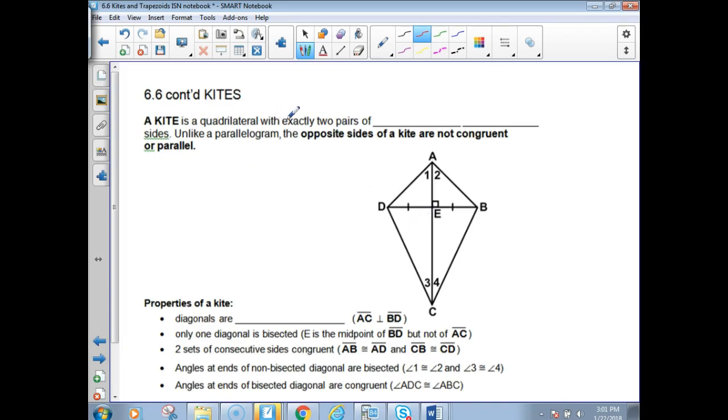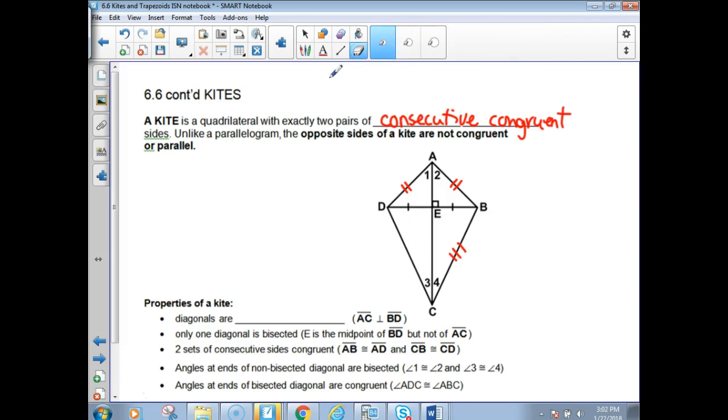A kite is a quadrilateral with exactly 2 pairs, and you maybe wouldn't word it this way, but they're called consecutive, which is one after the other, congruent sides, or congruent consecutive sides. Unlike a parallelogram, the opposite sides of a kite are not congruent or parallel. So in this kite, this side's congruent to this side. AD is congruent to AB. Okay, and BC is congruent to BC.